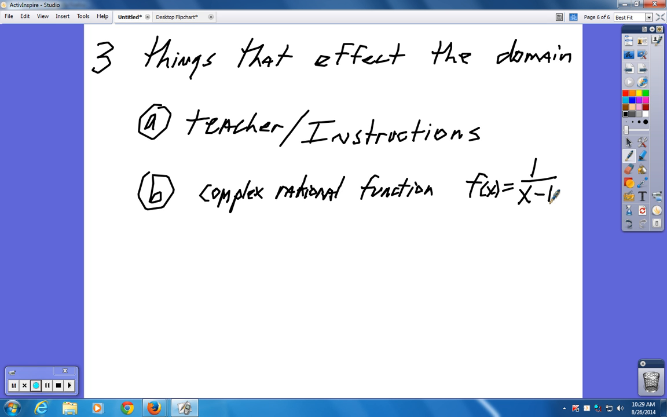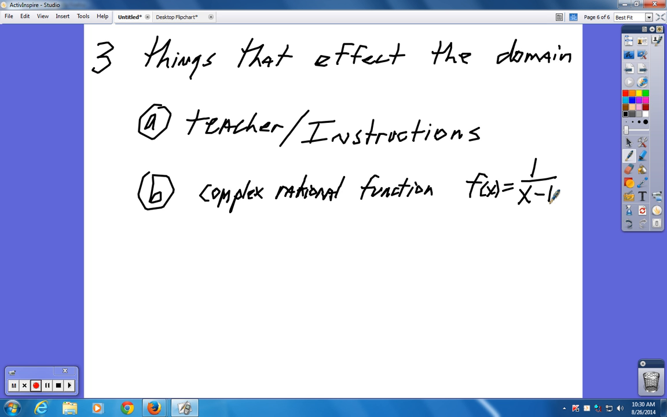Why would that be a problem? Why would the domain be affected there without directions? Well, not the bottom's negative, but the bottom can produce what number that will not work? 0. And you can't have 0 in the what? So you can use all real numbers except for what? 1. Because 1 minus 1 will give you what? 0. So you need to make a note of that.